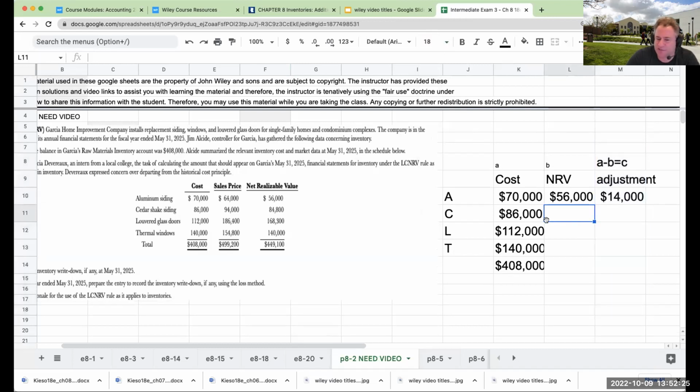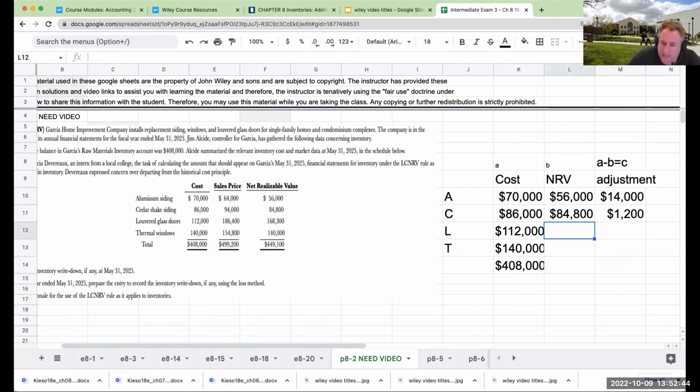My cedar shake siding has a net realizable value of 84,800. Again, we have a problem. What is our problem? I have to show this at the lower of net realizable value and cost. So my adjustment over here is going to be 1,200.